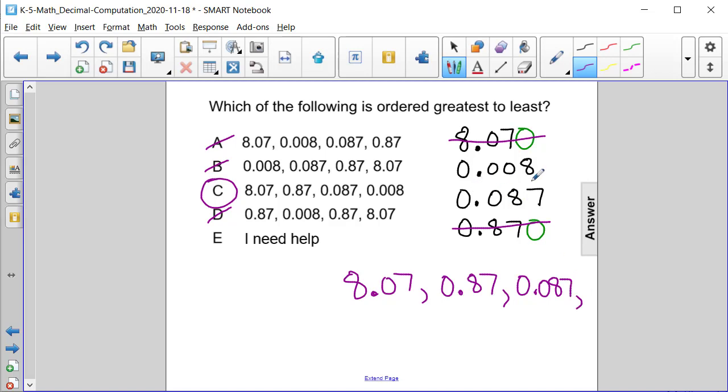And then the number that has the least value is 8 thousandths. So yes, that verifies that C is the correct answer here.